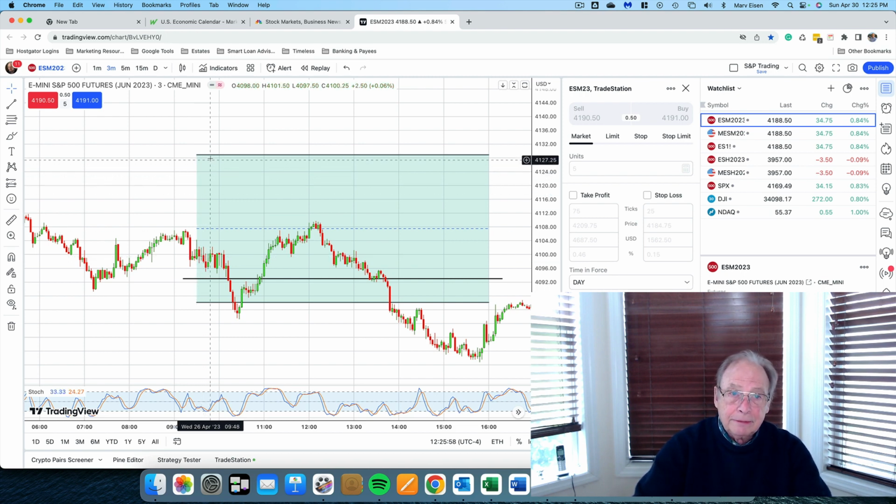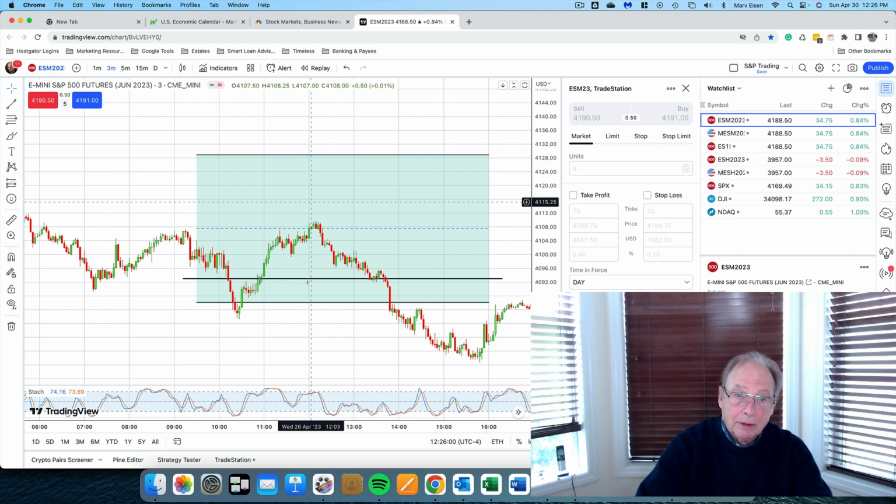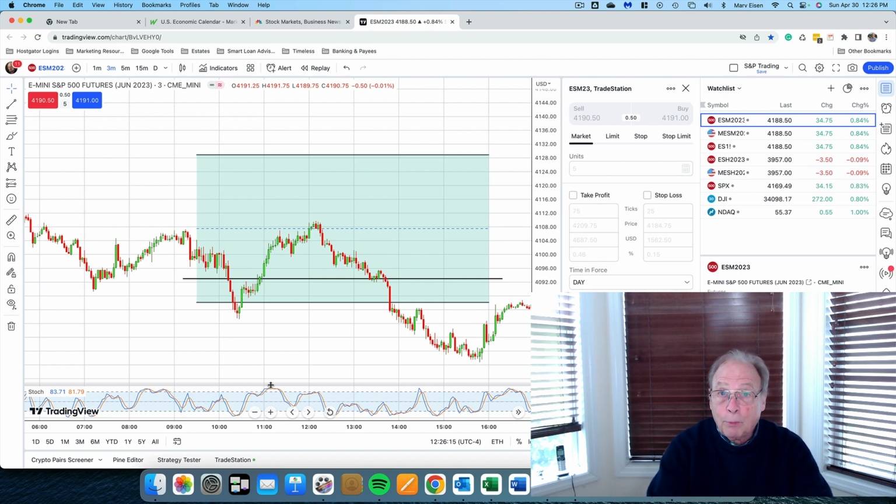You're looking at the Taylor trading zone. It's a calculated number. You're looking at the previous day's close right here, and you're looking at the stochastics. And these are the three tools that I use in conjunction with 6 trade setups that I teach in my course to tell me where the market is likely to go and when.